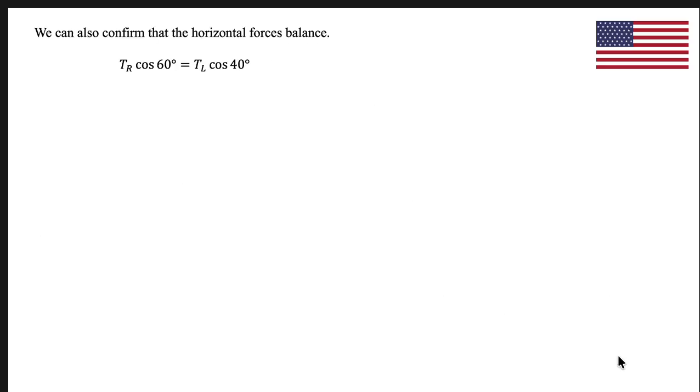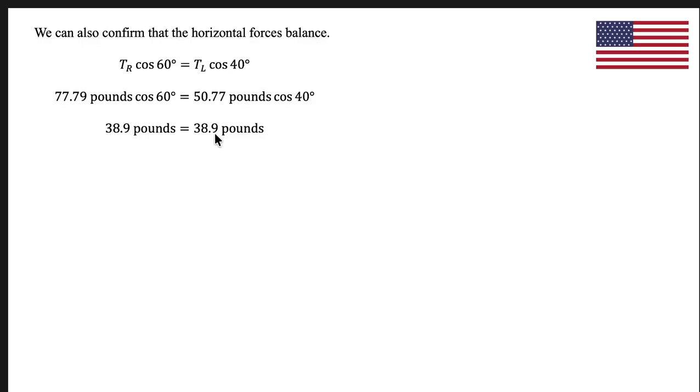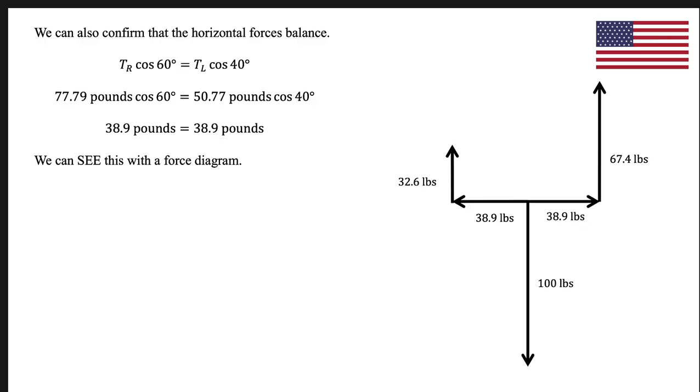The horizontal forces balance as well. TR cosine 60 is the horizontal direction, and we can stick in the values of the tensions, and they're both 38.9 pounds. We can see this with the force diagram. It's a good idea to look at the force diagram. There it is. The upward forces are 100 pounds, and the sideways forces balance. The upward forces of the tension are holding up the stoplight. The tensions in the cable, here are the answers, 77.8 and 50.8.